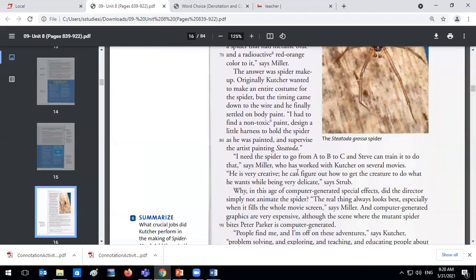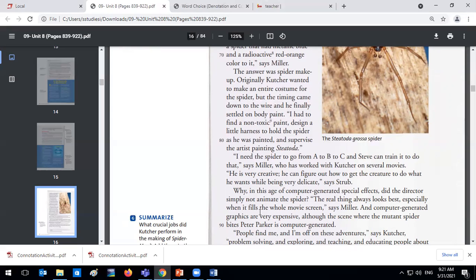I need the spider to go from A to B to C, and Steve can train it to do that. So a part of Steven Kutcher's job is to basically make the spider follow the instructions of what he wants the spider to do on the scene. So this is part of his job. If he wants the spider to flip, he has to make it flip. If he wants a bunch of bees to fly a certain direction in a movie, he has to train them to do that.